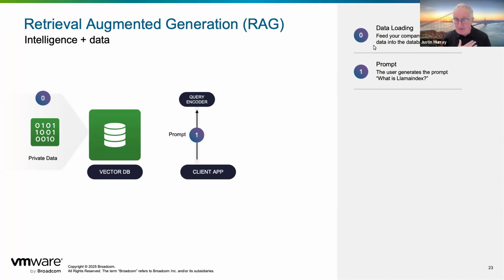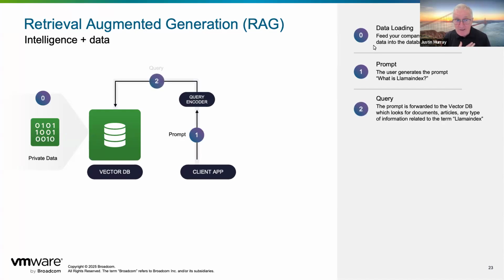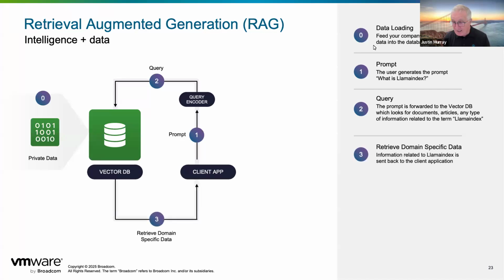So the first thing that happens to my question is it goes through something called an embedding model, which converts my question into numeric form. And then that numeric form of my query is supplied to the vector database. And what's going on in the query is, tell me about any documents that you have that relate to GPUs on VMware, for example, just an example question. The vector database comes back and says, I have these 10 documents that would be relevant to that query, and it supplies them to the controlling client application.